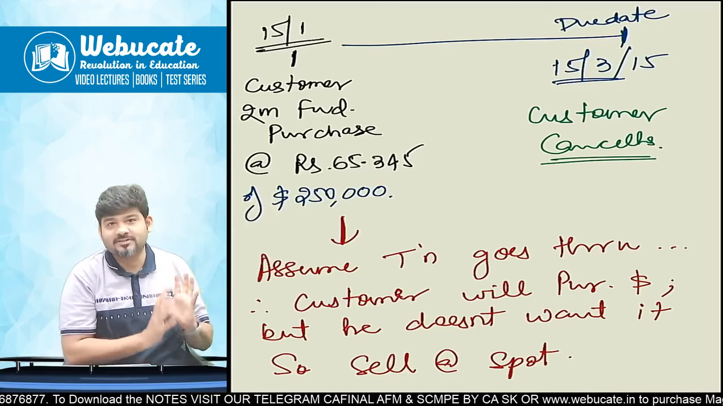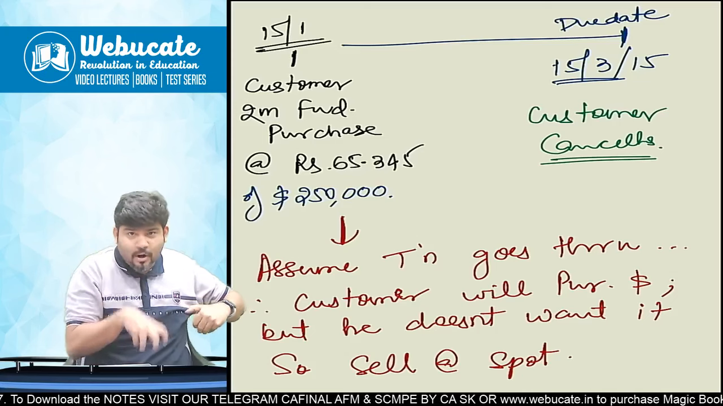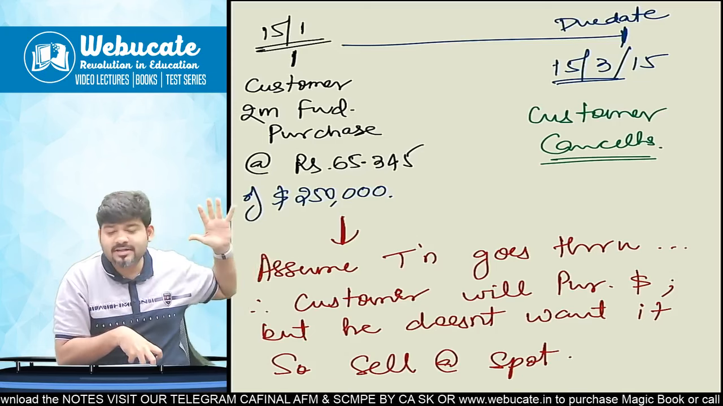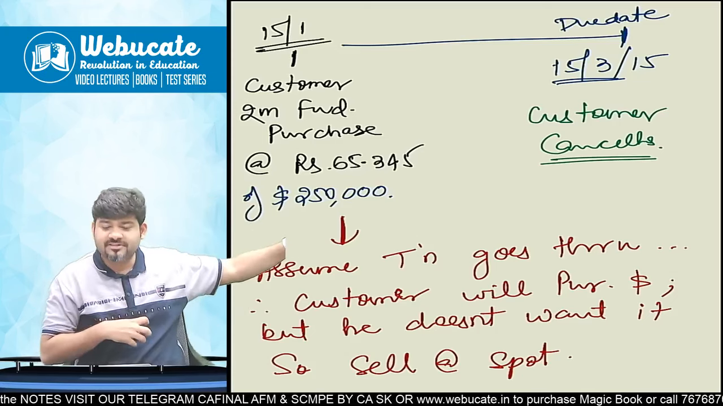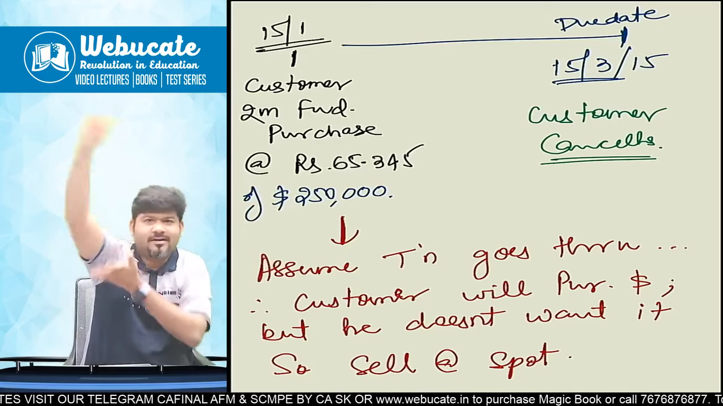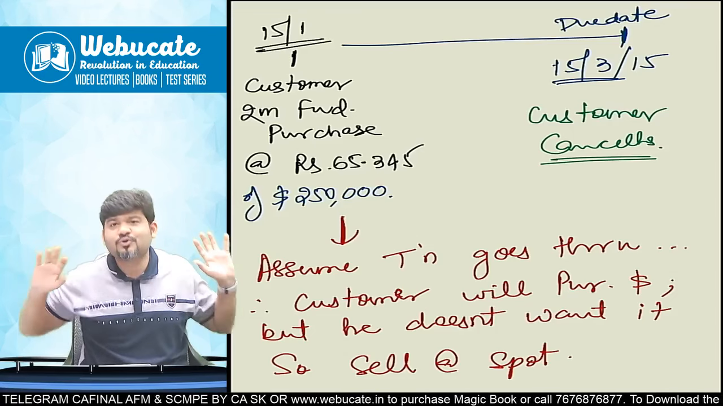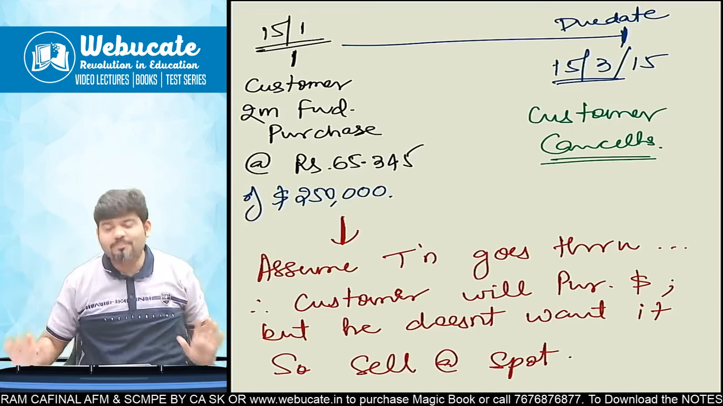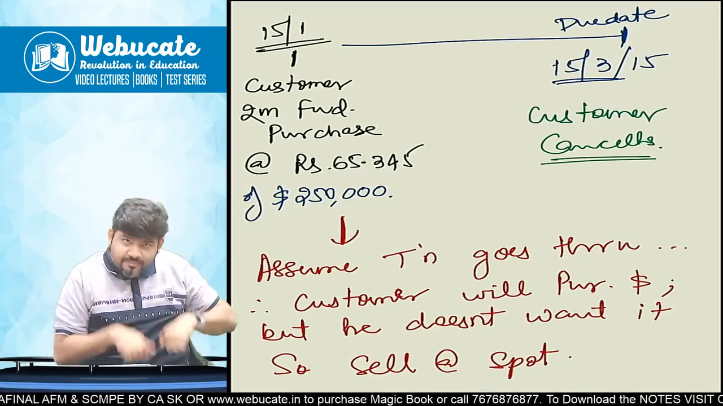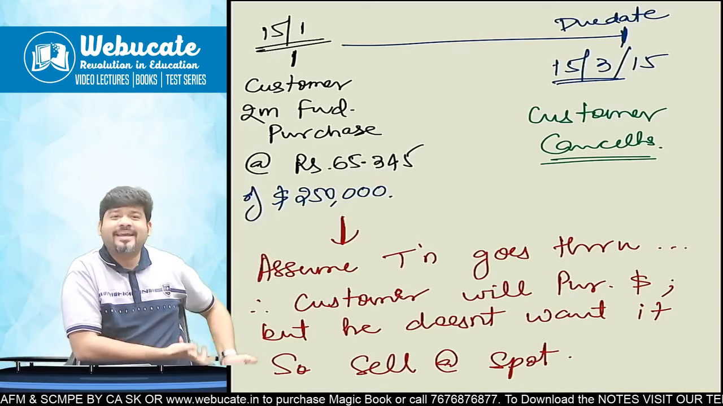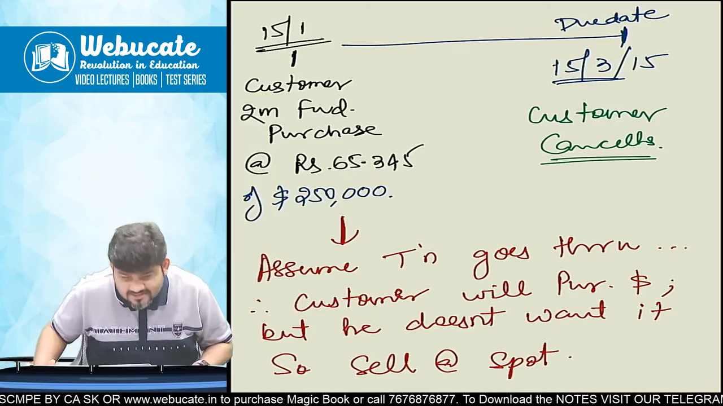That's how it works. So from the customer's angle, he bought it at the agreed price and sold it in the market at spot. This is the difference. From the banker's angle, it is as good as a typical transaction which is taking place. So from the banker's angle, there is no profit or loss. From the customer's angle, it is what he is bearing. Got it?